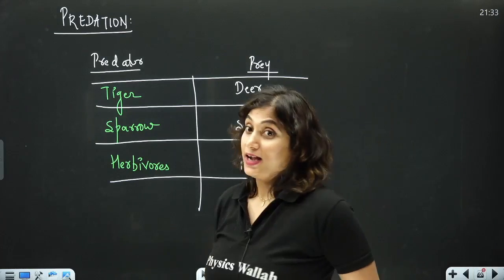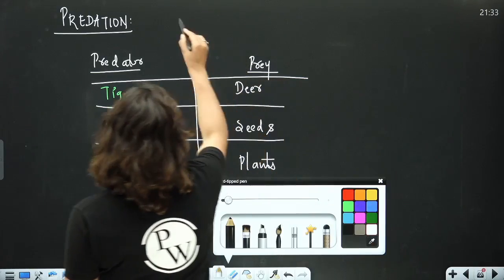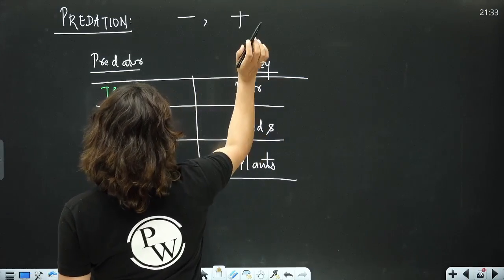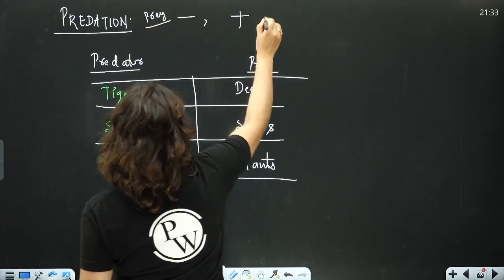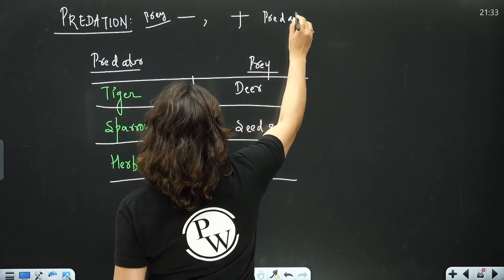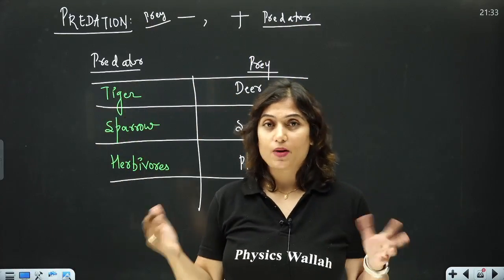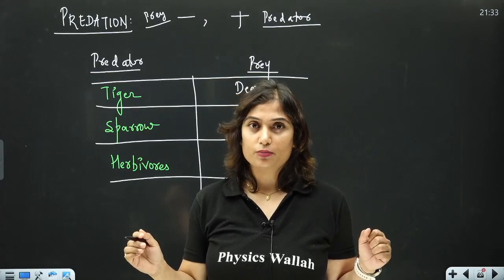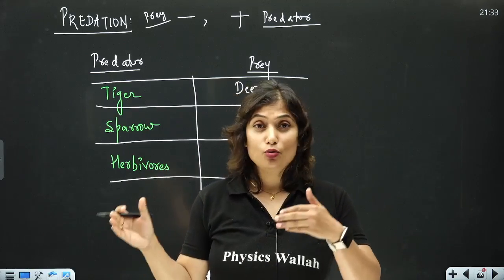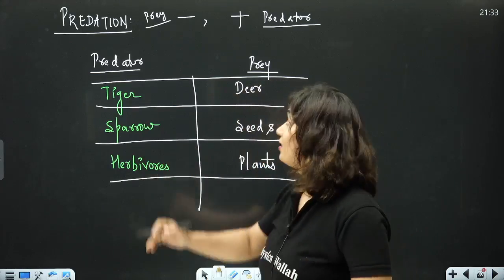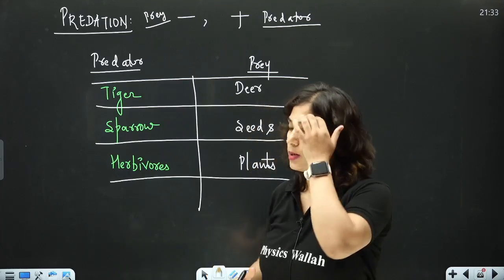Now comes predation. So what is predation? It is again a minus plus association. Minus is the prey and plus is the predator. So a question comes to mind: both parasitism and predation are plus minus relationships, then how do they differ from each other? In parasitism, the parasite does not kill the host, but here the predator will kill the prey. This is the difference.